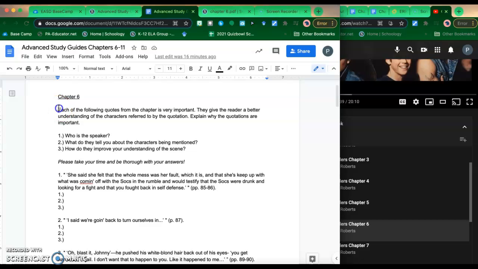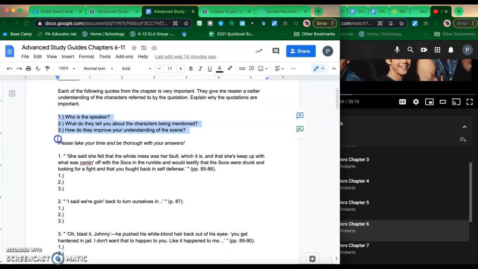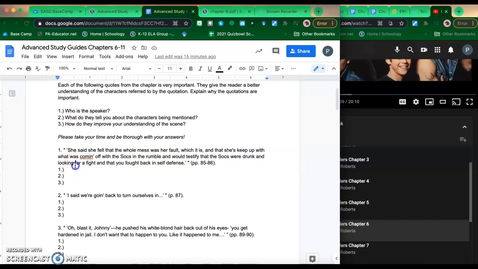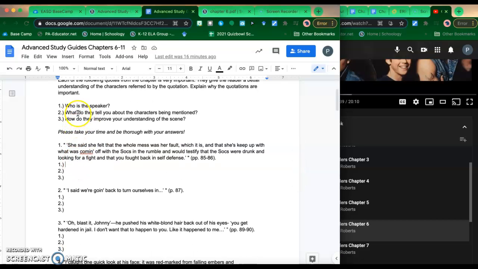What you're going to be doing now is reading the quote and answering these three questions about it. So you'll read this quote. Number one, she felt the whole mess was her fault. And then you'll answer number one, who is the speaker? Speaker meaning who said that quote. Number two, what do they tell you about the characters being mentioned? What does this quote tell you about the characters they're talking about? And number three, how do they improve your understanding of that scene?